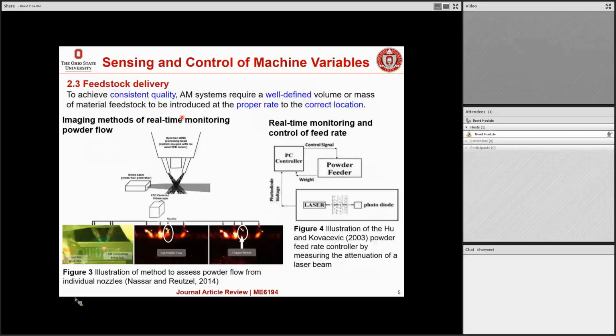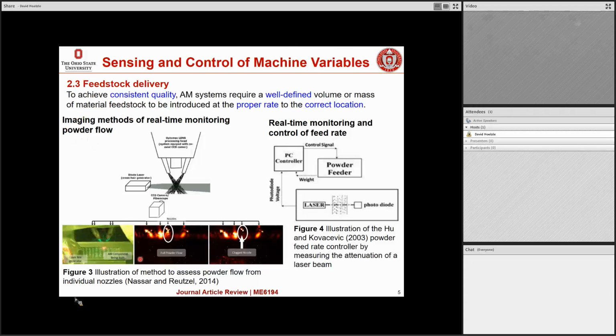The third section is the feedstock delivery. For the AM process, we want to achieve consistent quality. So the system requires a well-defined volume of mass of material feedstock, and it should be delivered to the correct location. So here there are two methods. One is real-time monitoring of the powder flow by an imaging method.